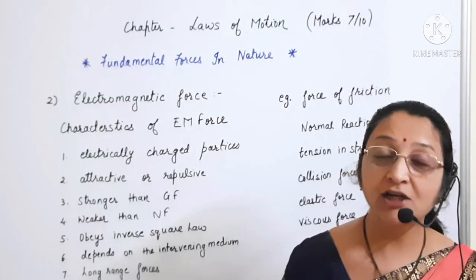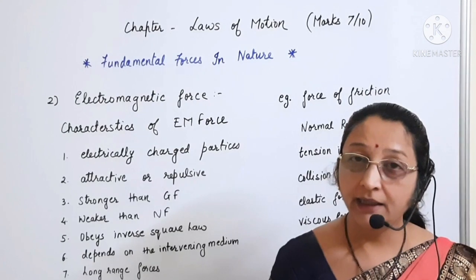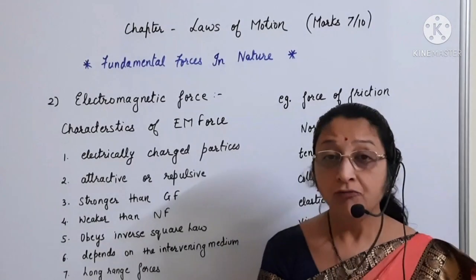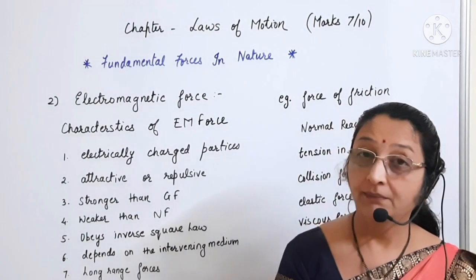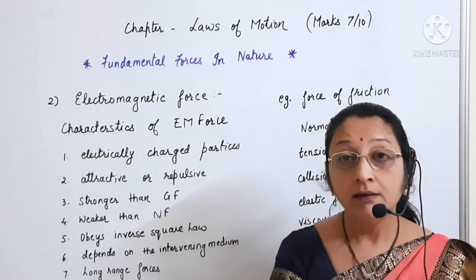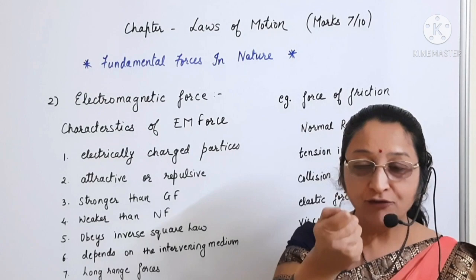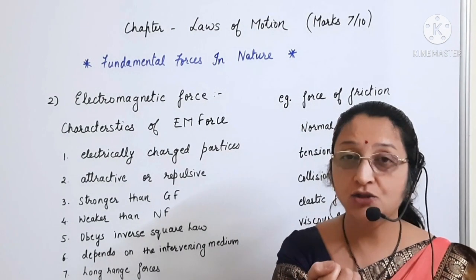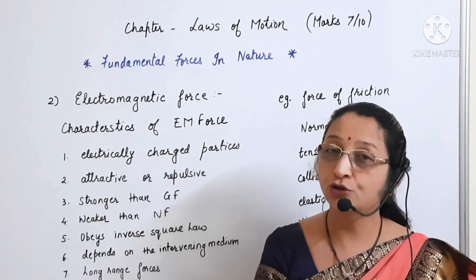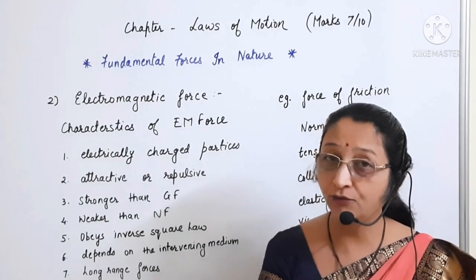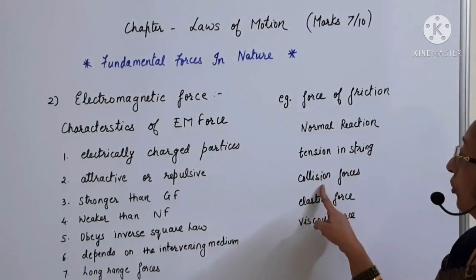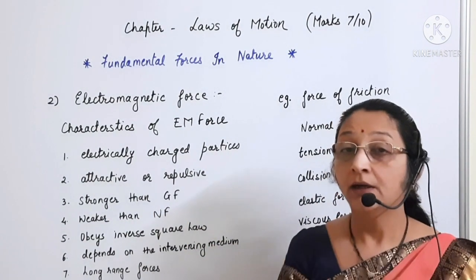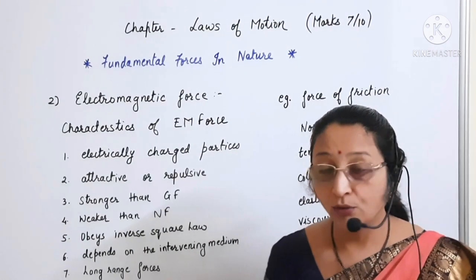So this normal reaction is also electromagnetic in origin. The next is tension in the string. We have seen in the conical pendulum that the string has tension. I have to hold the string, so there is a tension in the string. This tension in the string is also electromagnetic in origin. The collision force, when two bodies are colliding with each other, is again electromagnetic in origin.